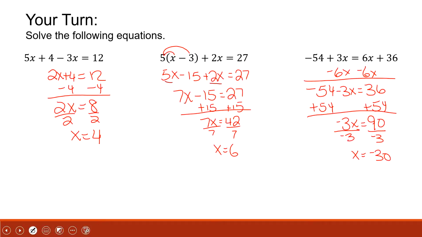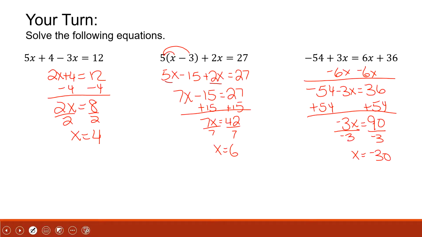Again, some math teachers care that the variable is always on the left. I don't care. I just moved this one over on the left to keep it consistent with what we did. But what I want you to do is solve the problem the way you're comfortable with solving them, still getting the right answer, obviously.